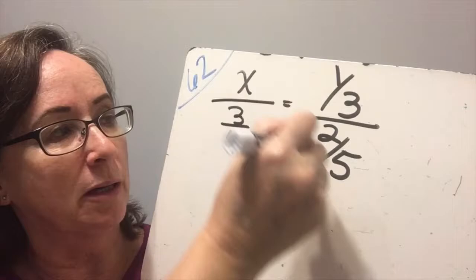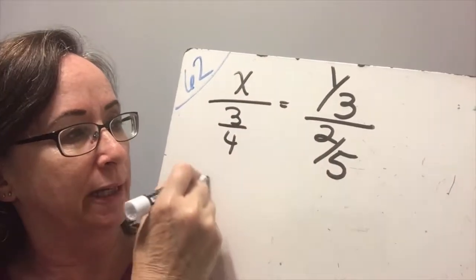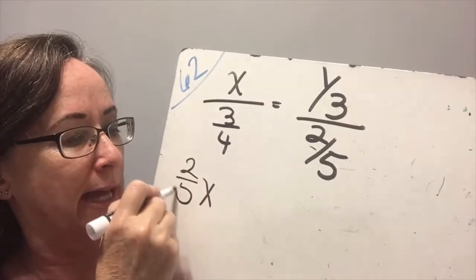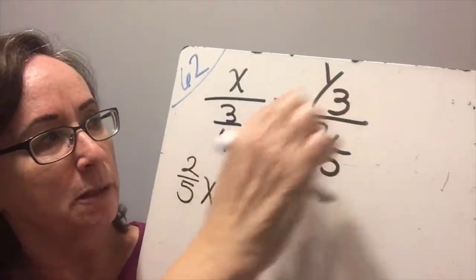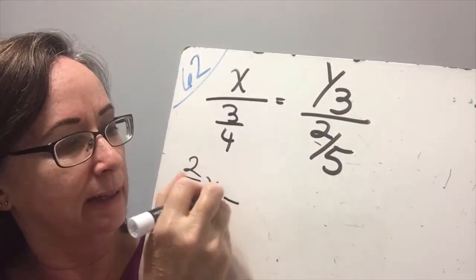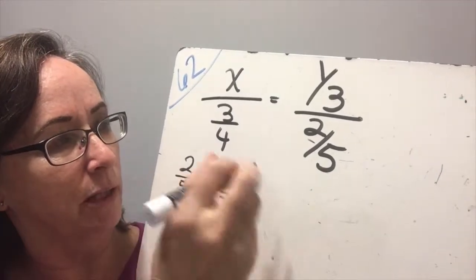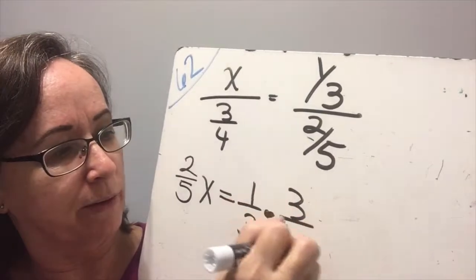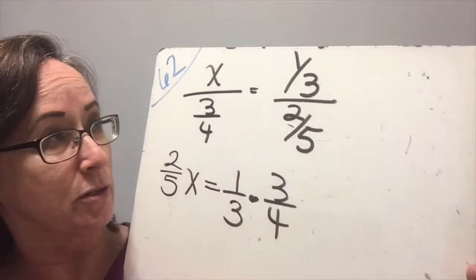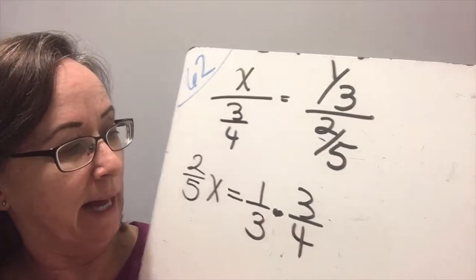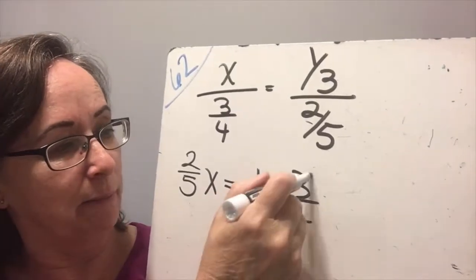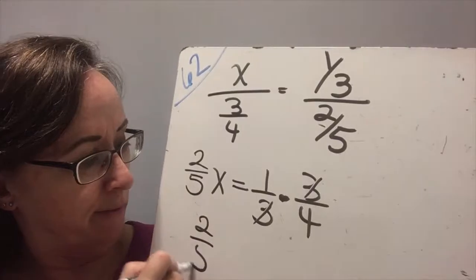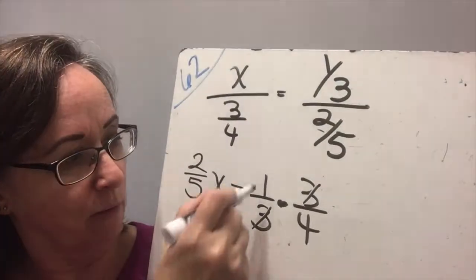Okay, so we're going to multiply across, and we're going to get x times 2/5. So we'll just say 2/5 x. And then we're going to multiply this way, and we're going to set it equal to 1/3 times 3/4. Doesn't matter which one I put first, right? So now I can see that my 3 and my 3 are going to cancel. So I wind up with 2/5 x equals 1/4.